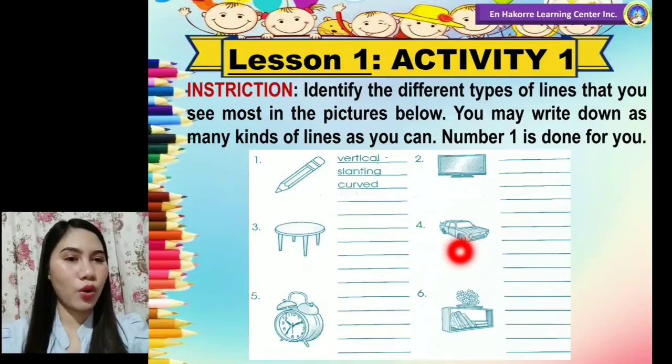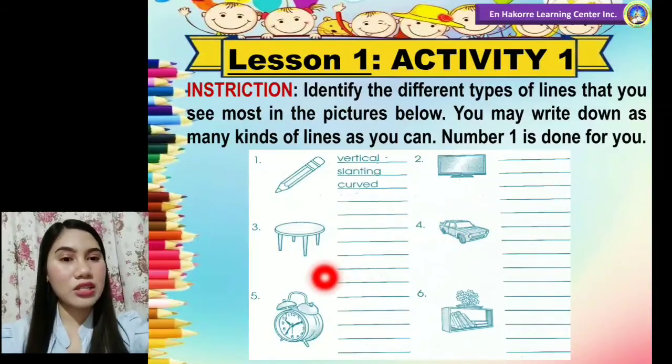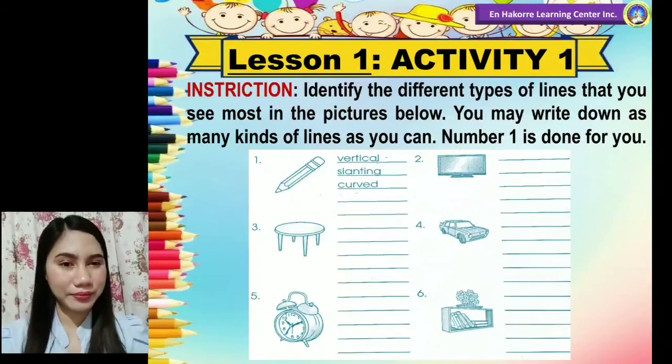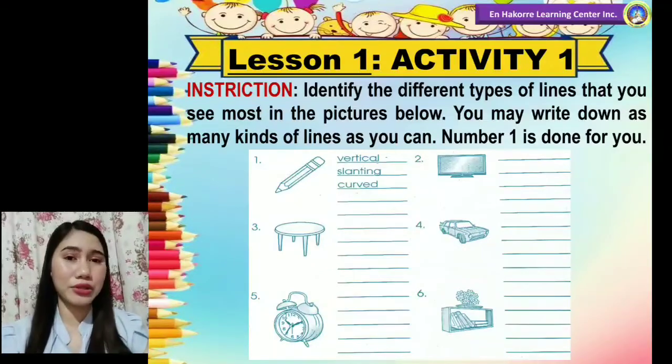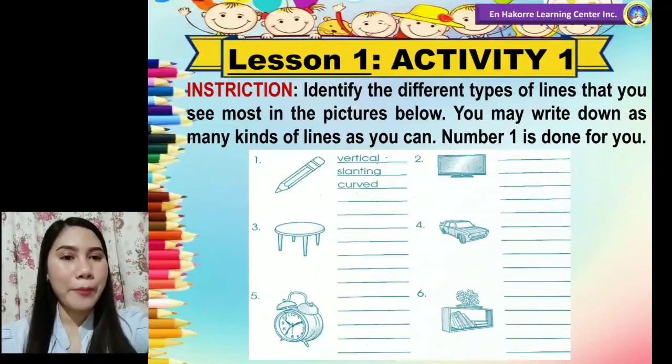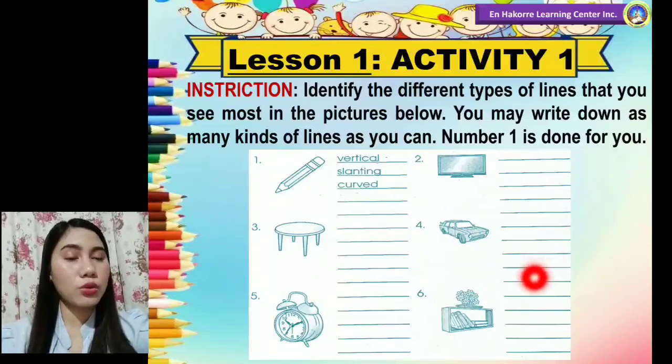Next, you have your car. In this car, what do you think are the lines present in the whole picture or object? Number 5, you have your clock, or your alarm clock. What do you think are the lines present in the alarm clock? And for number 6, kindly also write 3 types of lines present in the bookshelves.